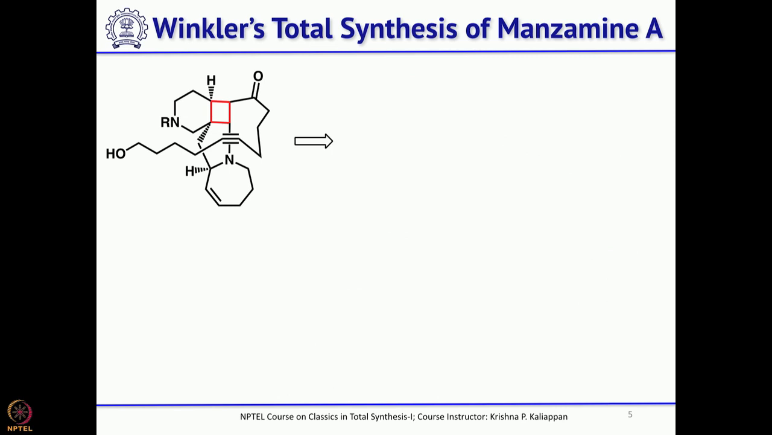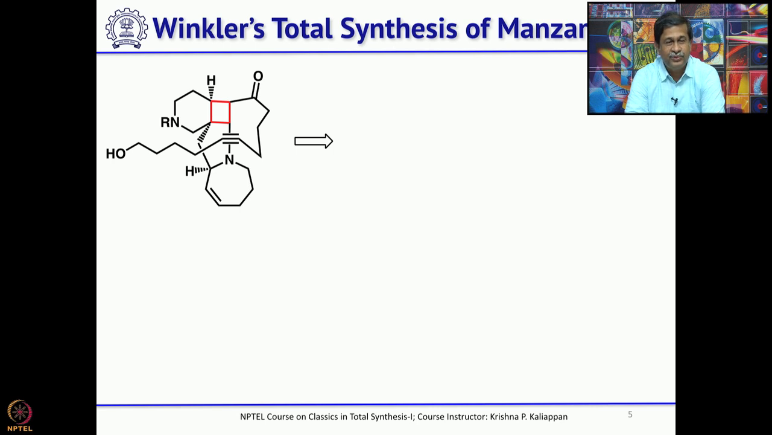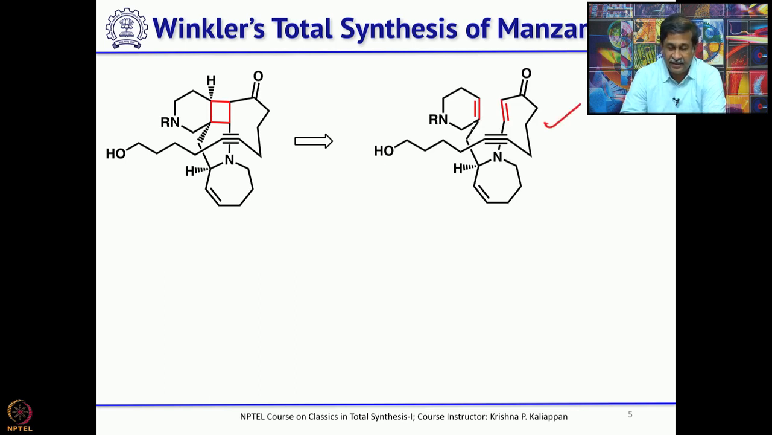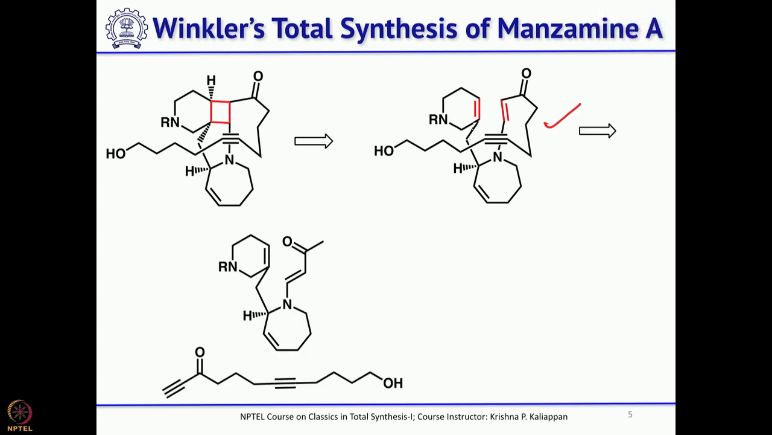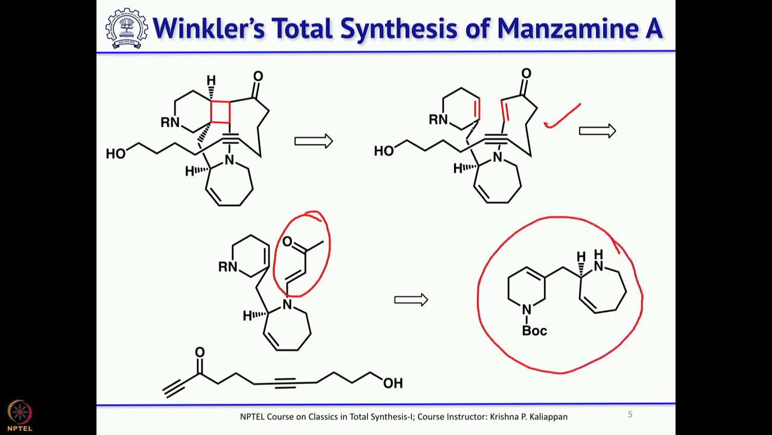Once you see the cyclobutane, the simplest reaction one can use to make cyclobutanes is a photochemical reaction. So this can be disconnected into this compound with 2 double bonds, and under suitable photochemical conditions it should be possible to make the cyclobutane using an intramolecular 2+2 cycloaddition. This can be obtained from this enone, which in turn can be obtained from this bicyclic compound. These are the key fragments: starting material 1 and starting material 2 in the synthesis of manzamine by Jeffrey Winkler.